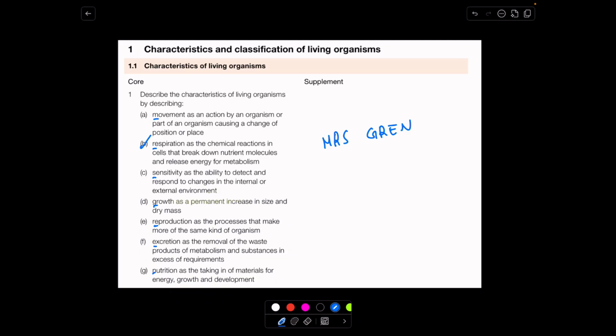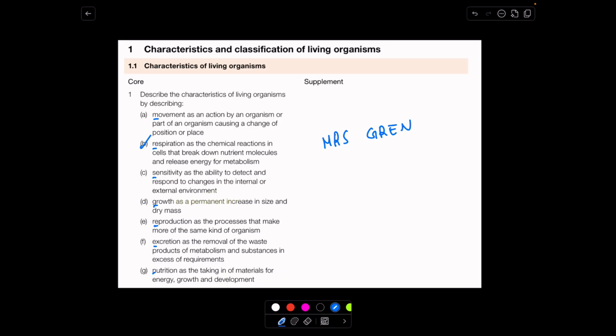It's released, not created. So energy released for metabolism, okay? So your body's breaking down these nutrients, which releases energy for metabolism. That's what respiration is, okay? And that's a characteristic of living organisms. Okay, so that's something that all living organisms do. Clear? The next one you need to know is sensitivity.